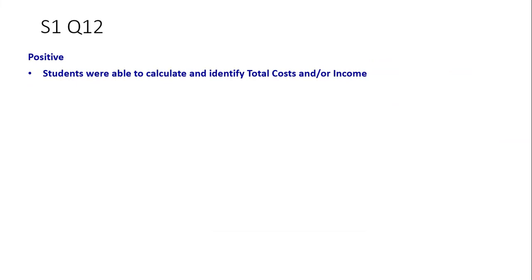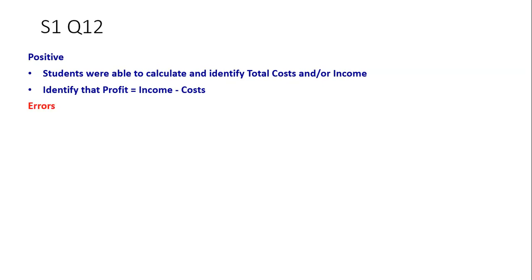So one of the positives that did come out was that the kids that did do the calculations tended to do a little bit better. A number of the kids did identify that the profit came from the difference between the costs and the income, but they were let down in terms of what was the total costs and what was the total income. But they did identify that profit was the difference between the two. So that was a positive that did come out of this particular question.